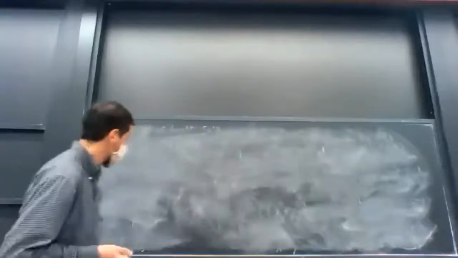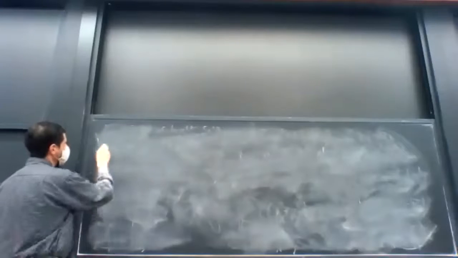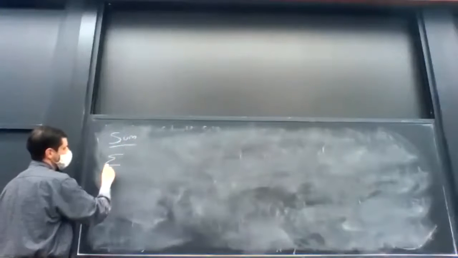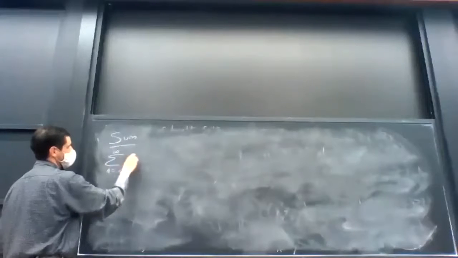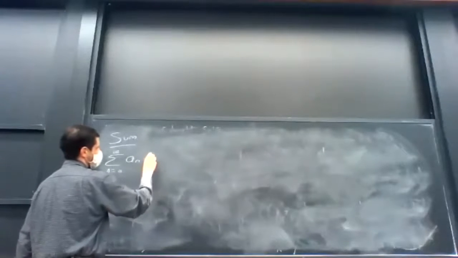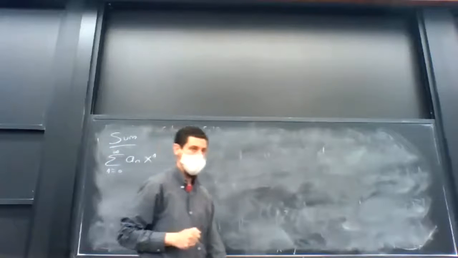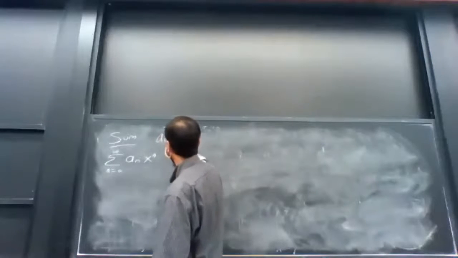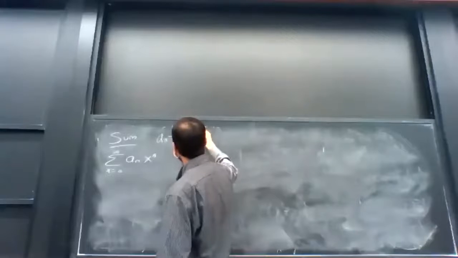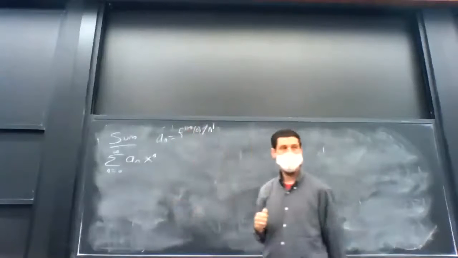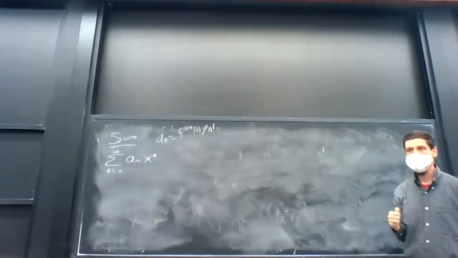Sure. Let's say I give you the following sum: the sum n goes from 0 to infinity of a_n x^n. This could be a Taylor series. Maybe a_n is the nth derivative at 0 divided by n factorial. If that's the case, I want to know when things converge.